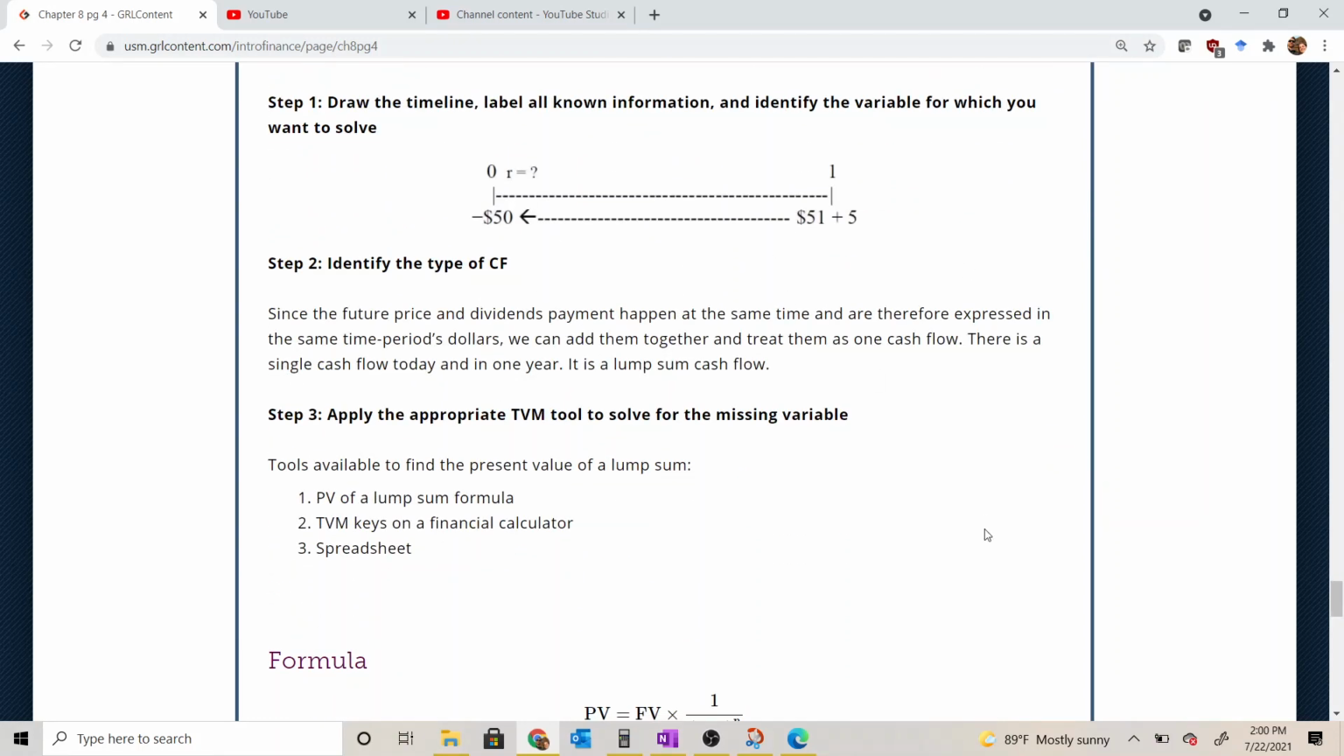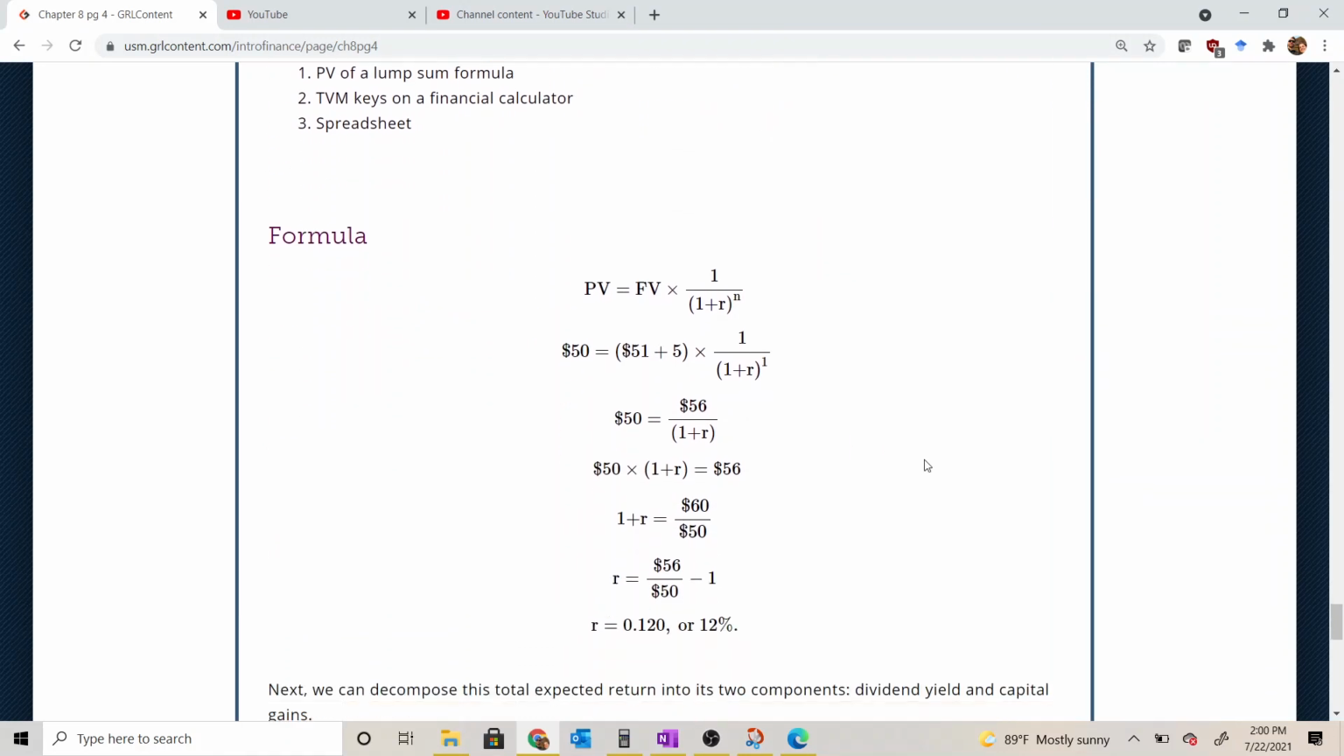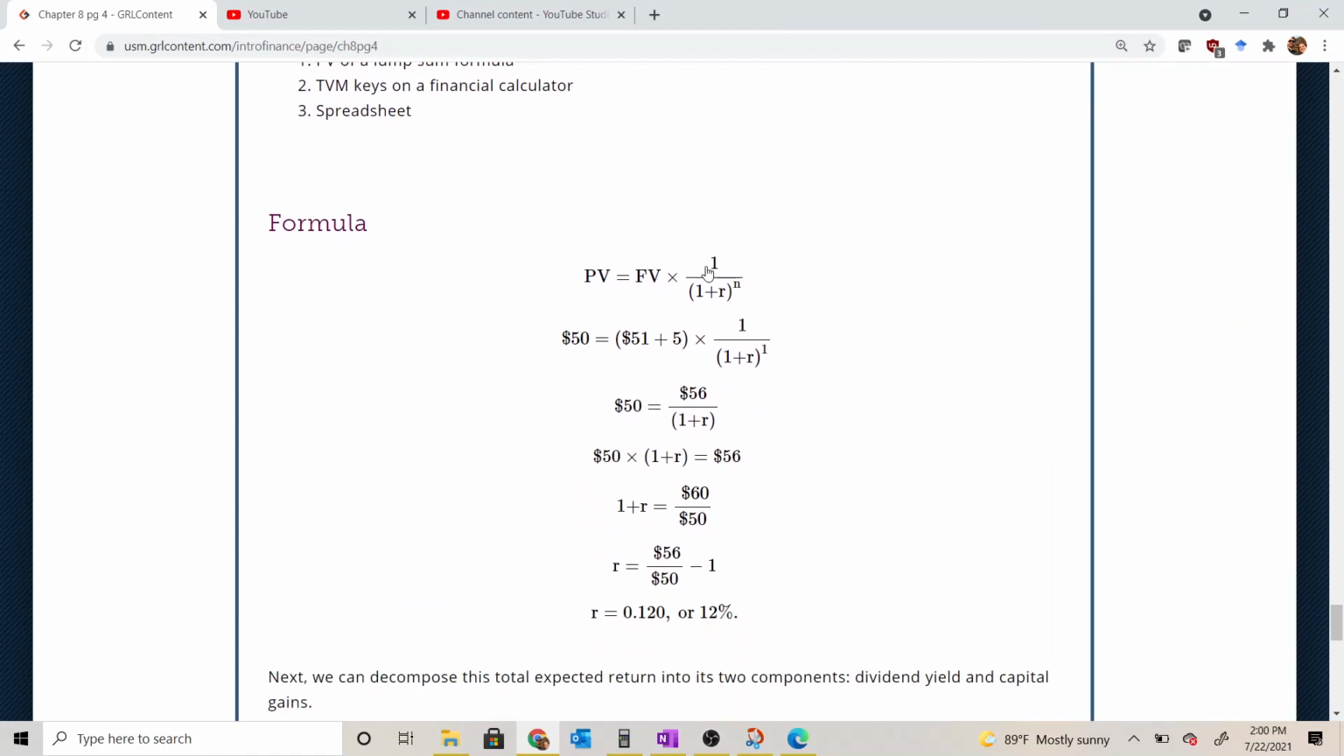This is a lump sum cash flow, so we've got our three tools we could use for it. We're just going to walk through the formula one real quick because that's where the error is. We can use the present value of a lump sum formula, which we've got here, and just plug in the bits that we know. The present value is $50. The future value, we can combine the 51 and 5 here because they both happen at the end of year 1, so they're both expressed in end of year 1 dollars. And then we multiply that by our discount rate factor here of 1 over 1 plus r.